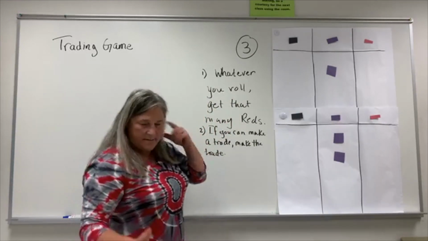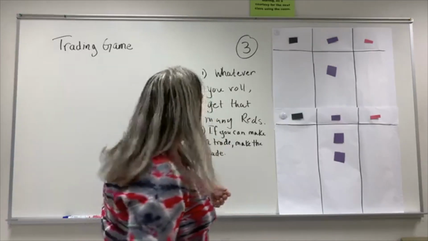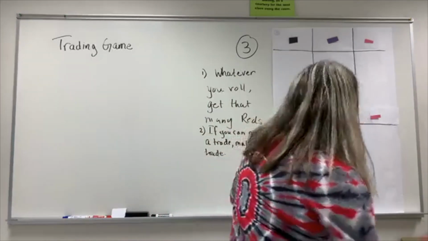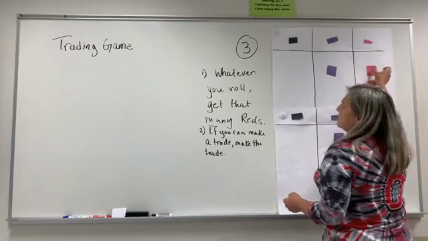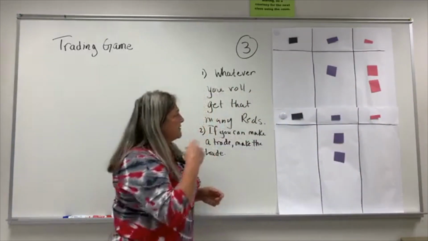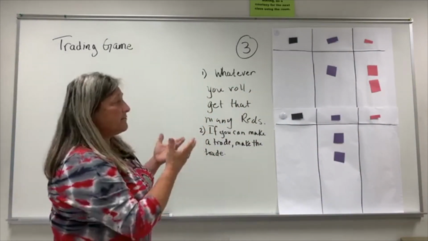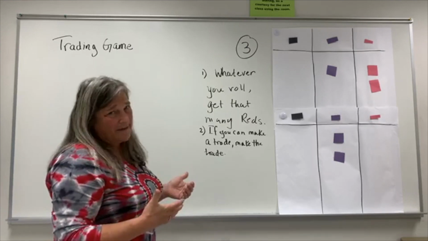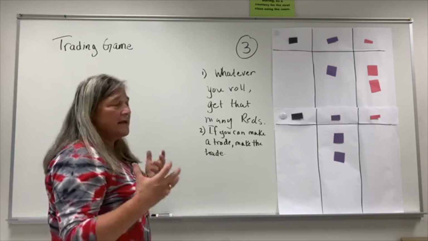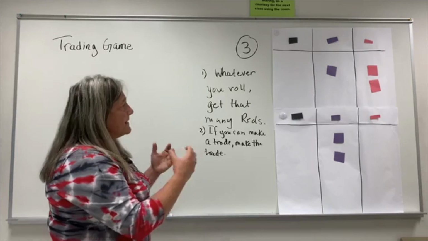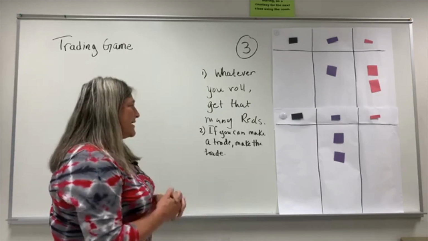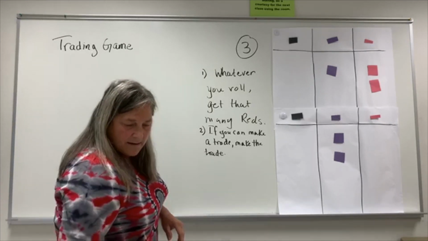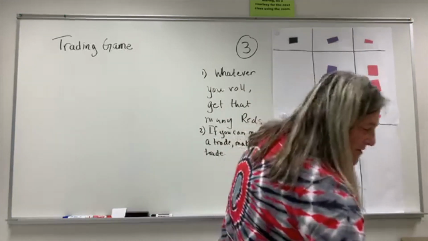So now it's my turn. I'm going to roll. I got a 2. 2 reds. Remember, whenever we roll, that's how many reds you get. So I have 2 reds there now. I have 3 counters, but they're not 3 of the same color, so I can't trade them in. If you trade in, you have to have 3 of that same color, so I can't make any trades.